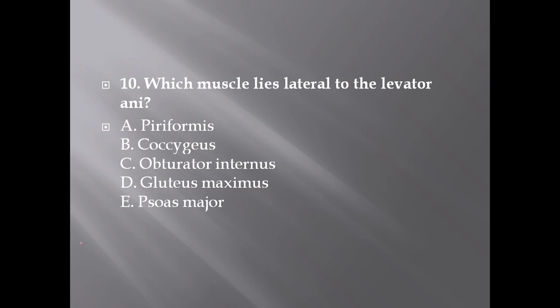10. Which muscle lies lateral to the levator ani muscle? A. Piriformis. B. Coccygeus. C. Obturator internus. D. Gluteus maximus. E. Psoas major. The answer is C.